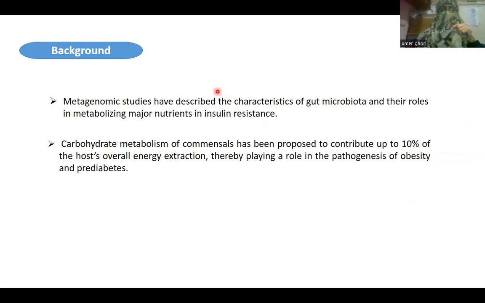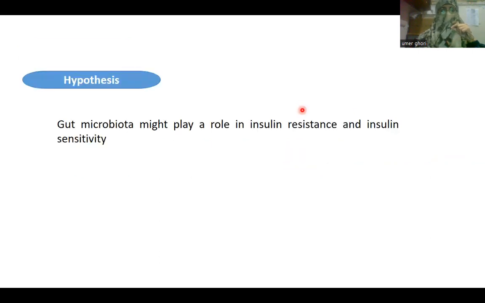This is the background of this research. Metagenomic studies have described the characteristics of gut microbiota and their roles in metabolizing major nutrients in insulin resistance and insulin sensitivity. Carbohydrate metabolism by microbes has been proposed to contribute up to 10% of the host's overall energy extraction, thereby playing a role in the pathogenesis of obesity and prediabetes. So the hypothesis behind this research was that gut microbiota might play a role in insulin resistance.